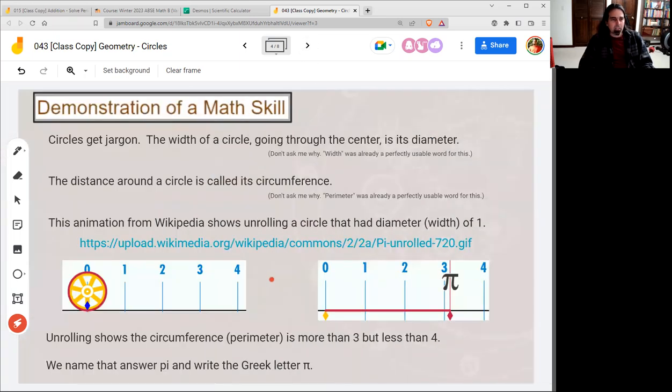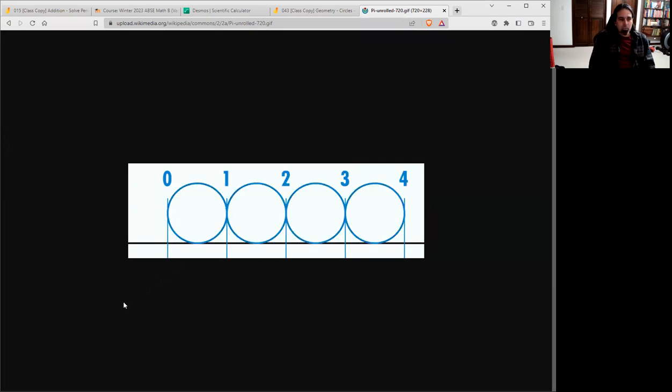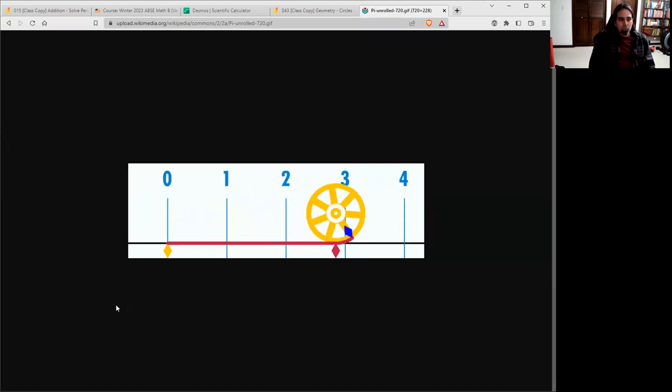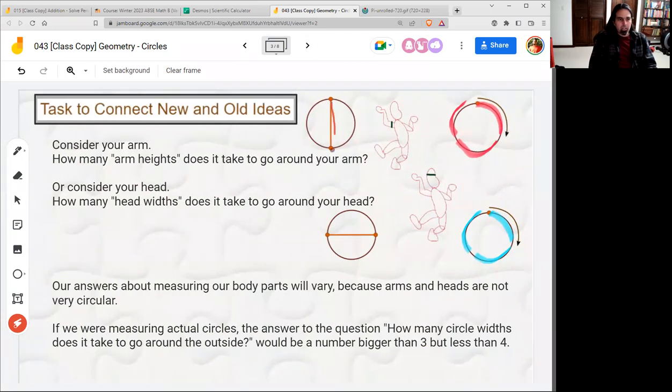So Wikipedia has this nice animation. I put it in the recording for a moment. So there's my circle of width 1, and I'm going to just unroll it, and it goes around a little more than 3 times, but not much more than 3 times. And you can see that happening back on this slide, that this length fits a little more than 3 times around my circle. Certainly not a 4th time, that would overdo it.